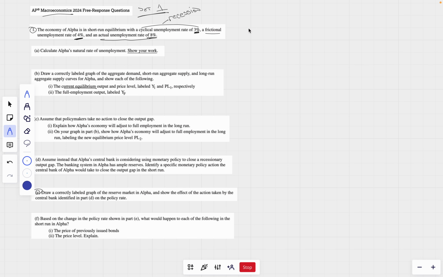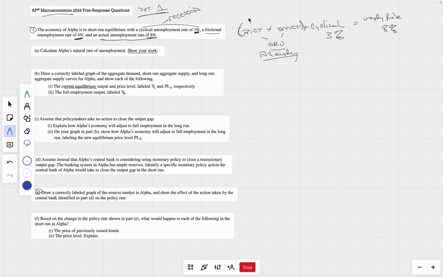We should have this formula in our head: frictional plus structural plus cyclical is our unemployment rate. So we know our unemployment rate's 8%, and we know our cyclical is 3%. We know these two together also give us our natural rate of unemployment, also called full employment. If we are at our natural rate, we are fully employed. I know it says fully employed, but it means that we only have frictional and structural. Again, you just have to know that.